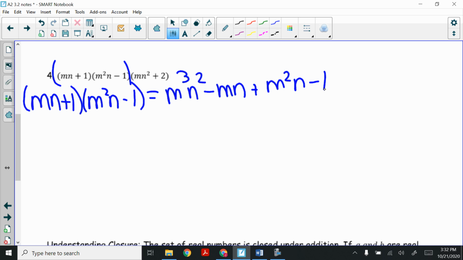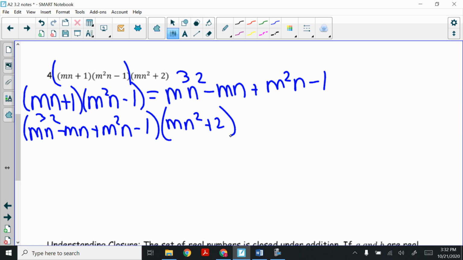Combine like terms. I don't have any like terms there. So all of that stays. So m cubed n squared minus mn plus m squared n minus 1. All of that times that last one, mn squared plus 2. So if I distribute this first one with both of these, I'm going to get m to the fourth n to the fourth plus 2m cubed n squared.